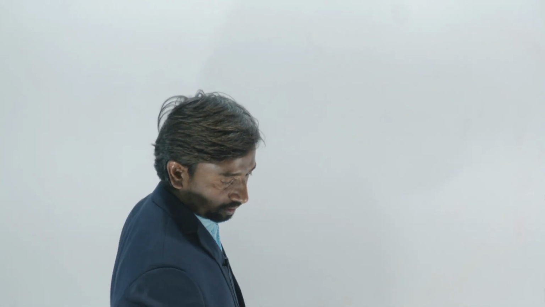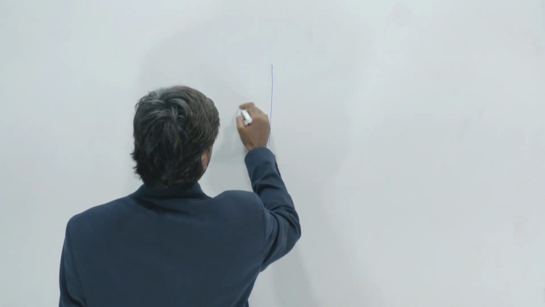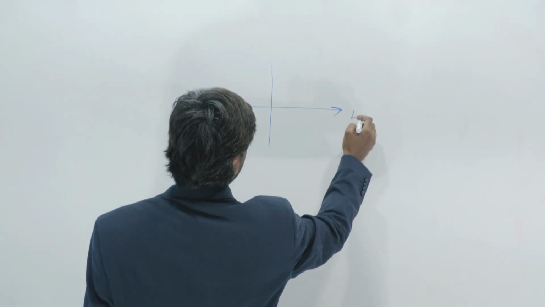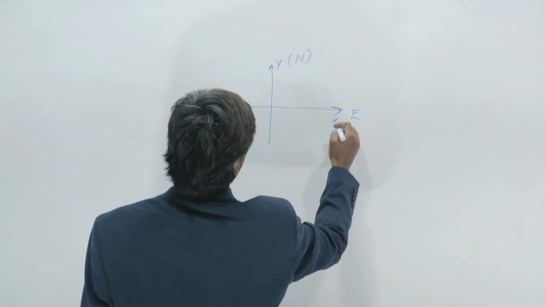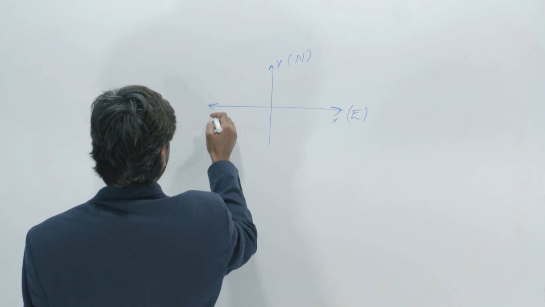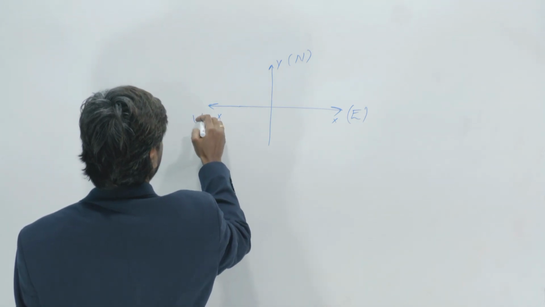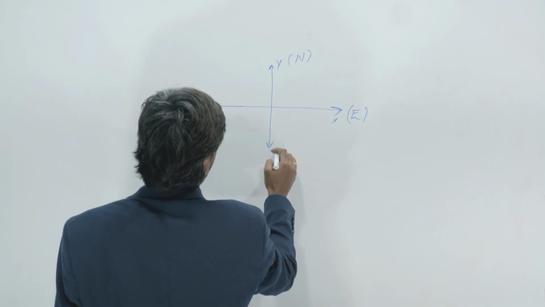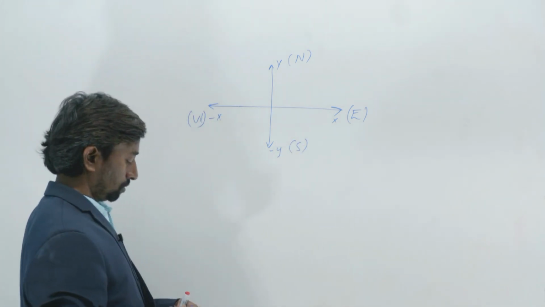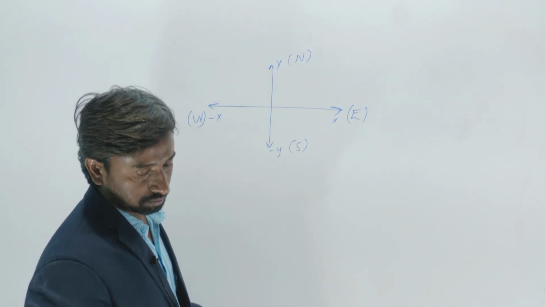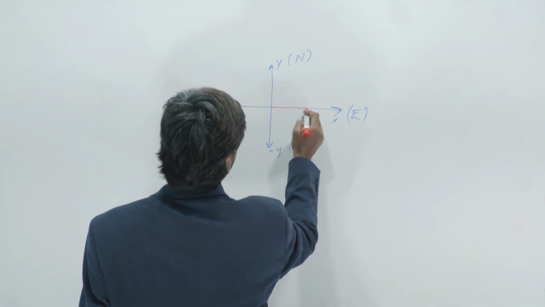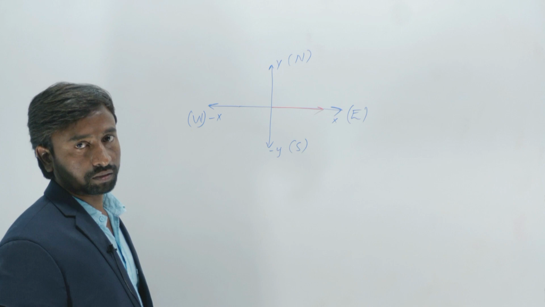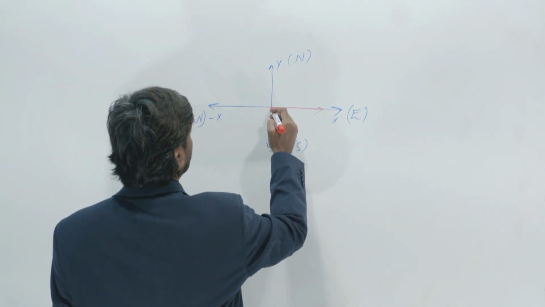Here it is given: the angle between east and northwest. So this is the direction. We can say this is the x-axis. Positive x-axis is east and positive y-axis is north. Negative x-axis is west, and negative y-axis is south. So the angle between the east and the northwest. This is the east, and northwest means it is like this, between north and west.